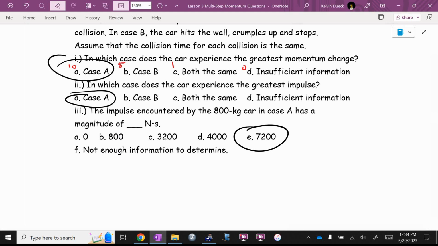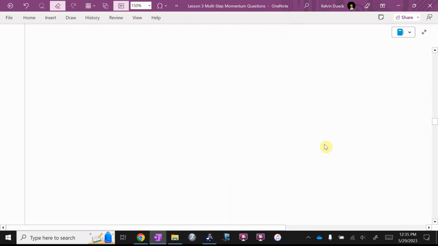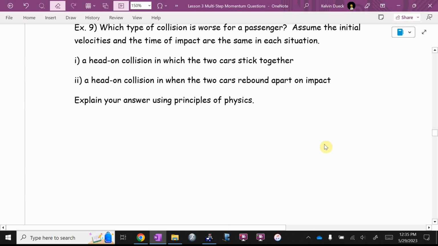Because you had to let one way be positive and one way be negative. Okay. So now that you know what we're talking about, now that you're keeping an eye out for rebounds, let's look at the next question. Oh, yeah. What type of collision is worse for a passenger? Let's assume the initial velocities and the time of impact are the same in each situation. What's worse, a head-on collision where the two cars stick together, come to a stop, or a head-on collision where the two cars rebound apart?